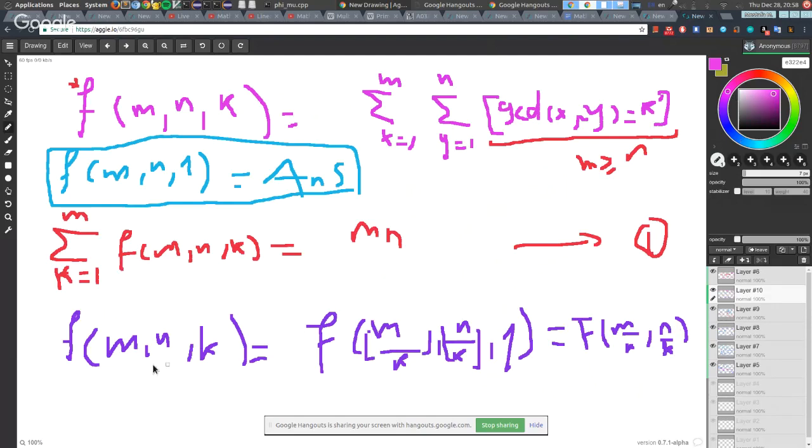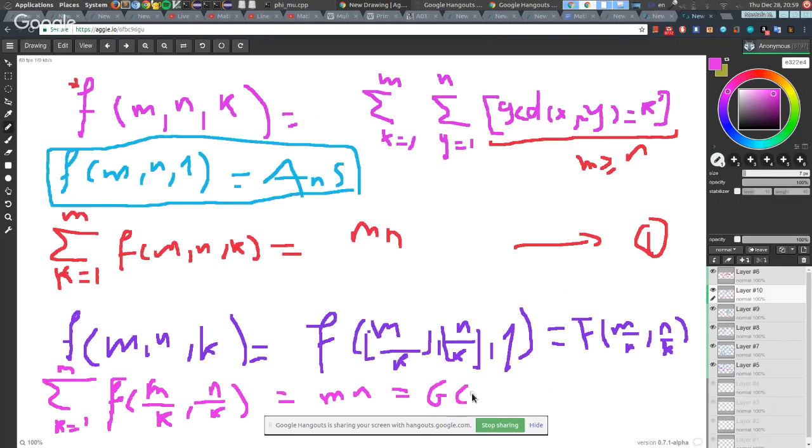Combining these two, we have this summation of k from 1 to n, or actually we could say from k to infinity, to make it look like the function that we want to get. And here's capital F, so f of n over k and n over k. This is equal to m times n. So here, as we can see, this is our function, and we can say that this function is defined as g of m times n, where this function basically does that.